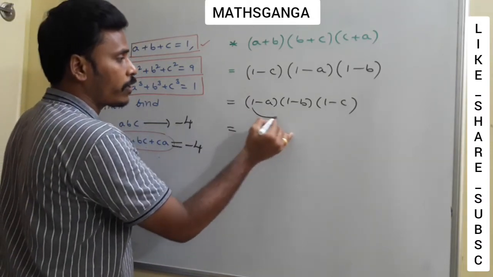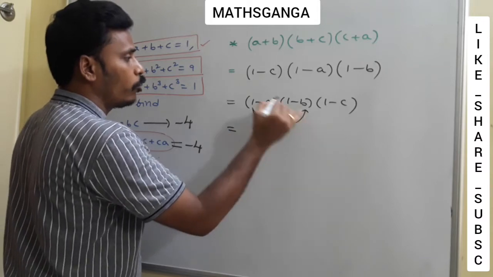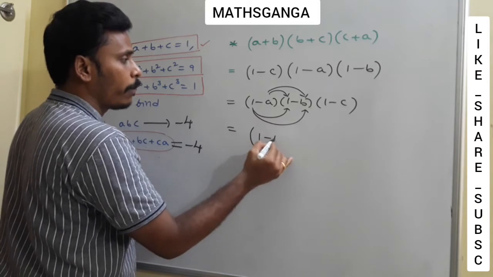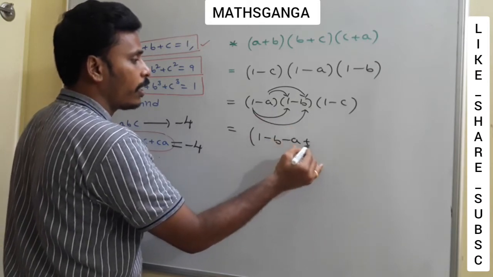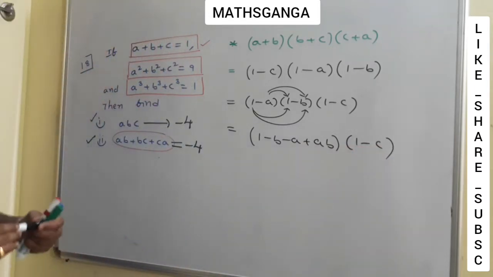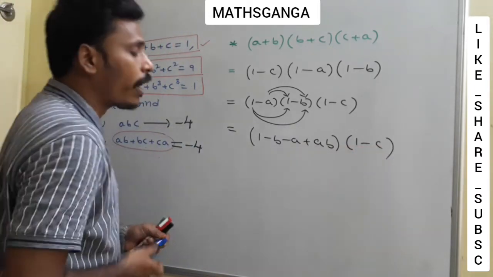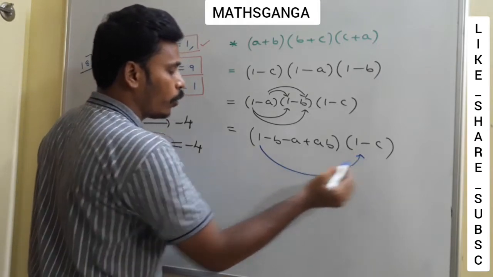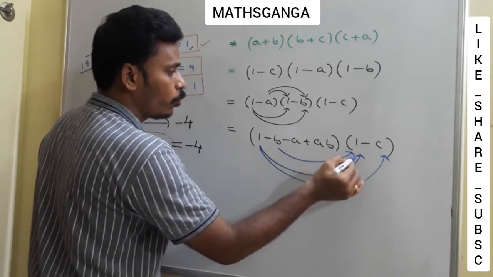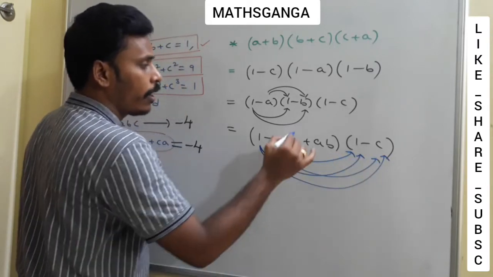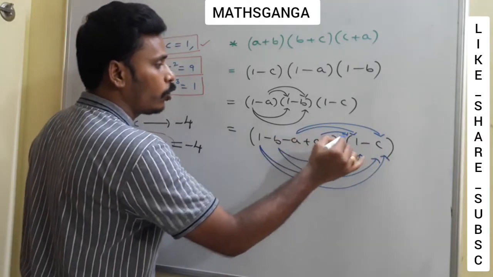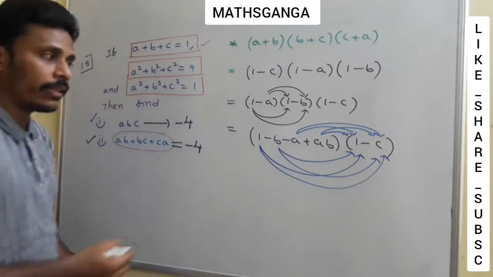The multiplication of the first two is 1 into 1, 1 into b, a into 1, a into b. Then you will get 1 minus b, minus a plus ab, into 1 minus c. Again I need to multiply these two. Now how can I multiply these? 1 into 1, 1 into c, then b into 1, b into c, then a into 1, a into c, and ab into c. Like that we need to multiply.